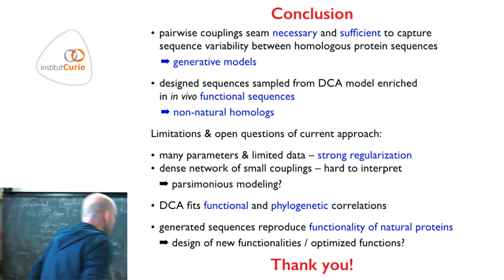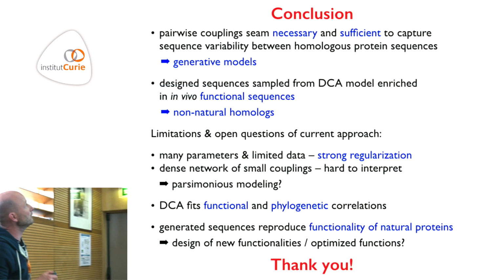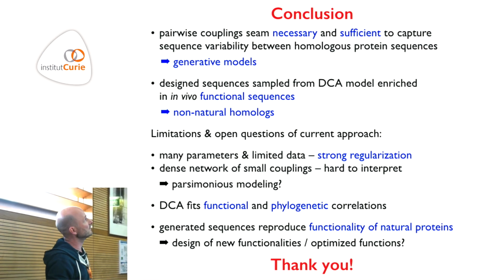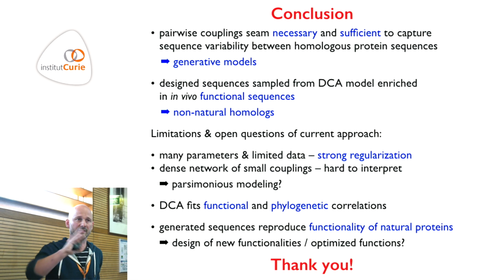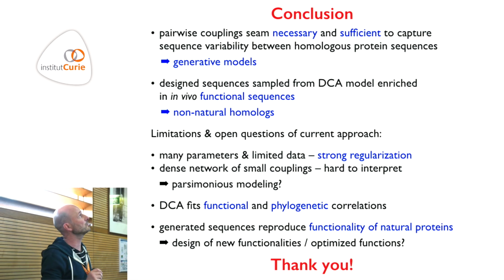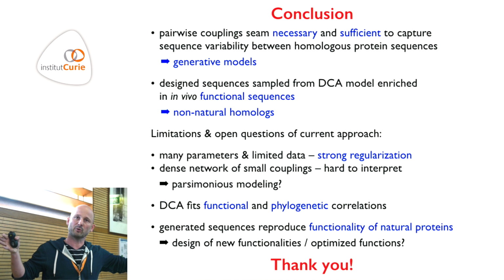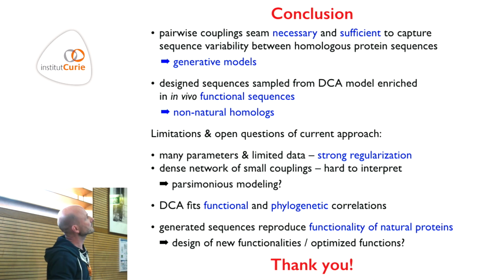So, a short conclusion. I just wanted to say that these pairwise models seem statistically to capture necessary and sufficient conditions for the sequence variability, in some limits. And they are actually able to produce non-natural homologs, which in some cases are up to 40 mutations away from the closest natural homolog. So they are really distant, different. It's a 96 amino acid protein, so 40 mutations is a lot.